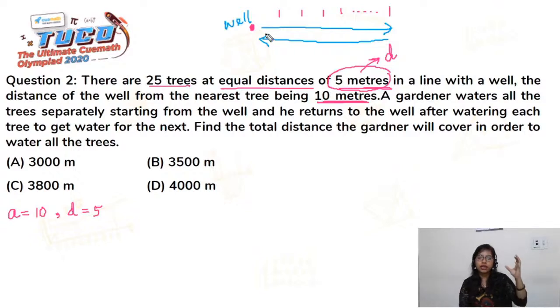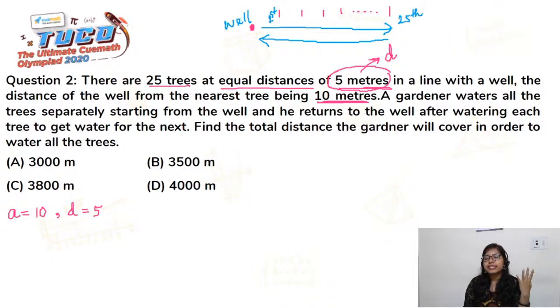This is the gardener who is starting from the well. He started to water all the trees till the 25th tree. So this is my 25th tree and this is nothing but my first tree. He is watering all the trees and returning back to the well again. Find the total distance the gardener will cover in order to water all the trees.